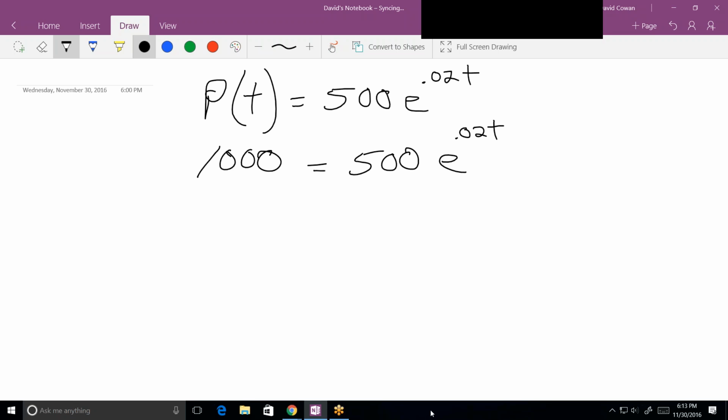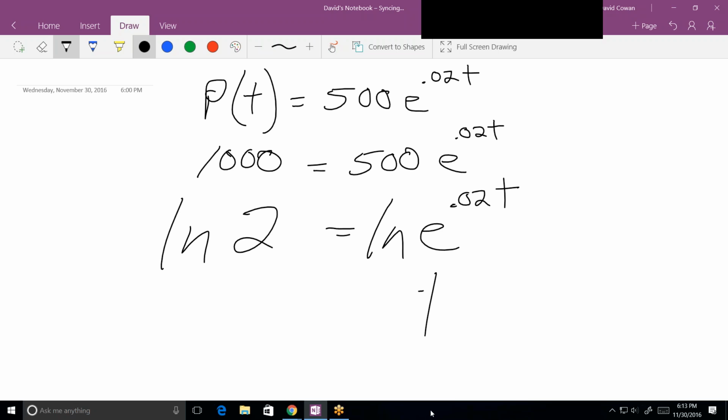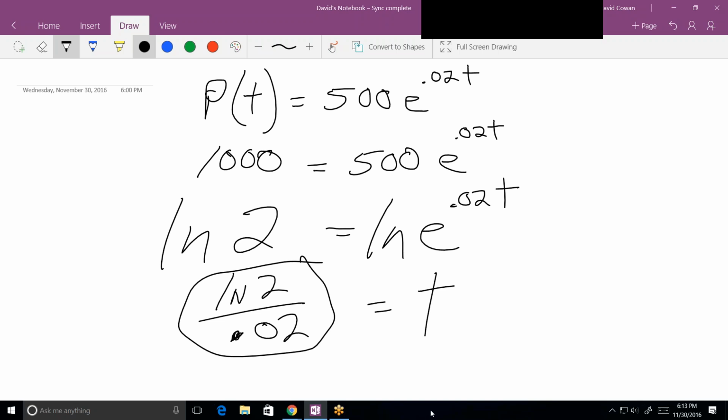So what's the first step? Divide by 500. Second step, take the natural log of both sides. What's your answer? t is going to be natural log of 2 divided by 0.02, whatever that number is. Something in excess of 23 days, I suspect. Probably like 25 days, 26 days maybe.